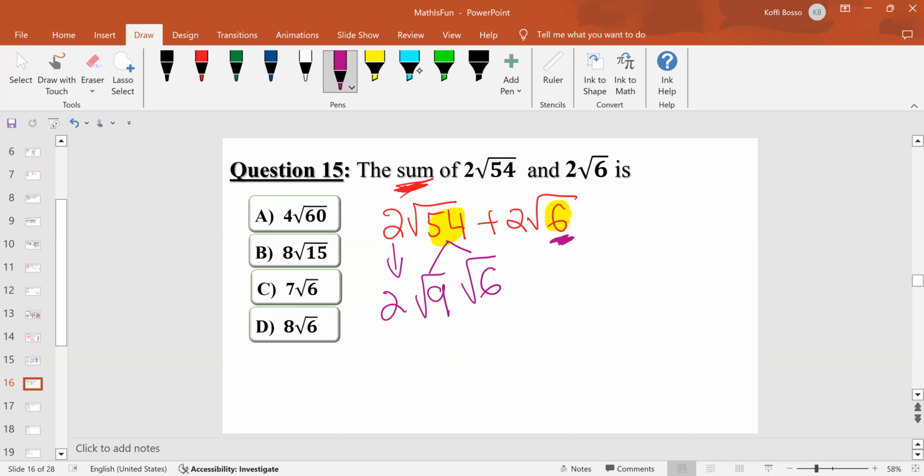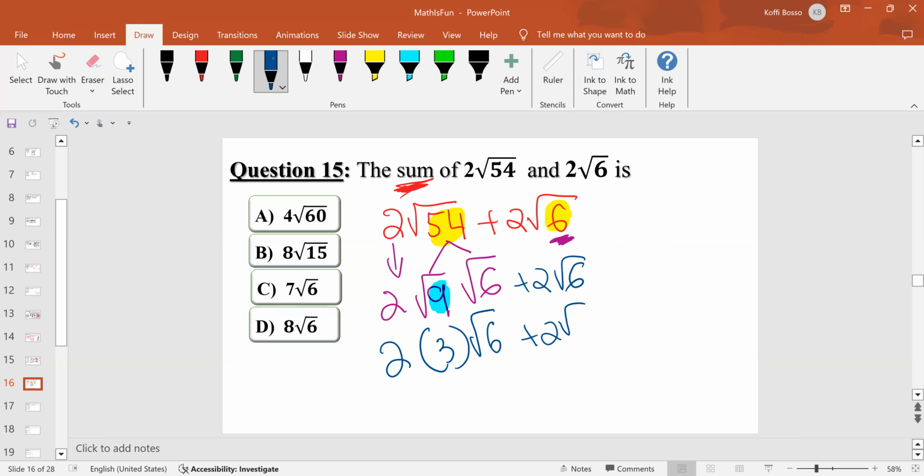So we continue. Remember, 9 is a perfect square. So the square root of 9 will turn to a regular 3. So I have a 2 times 3 with no radical. I have a square root of 6 here. Remember, we have to add the 2 square root of this. So add the 2 square root of this.